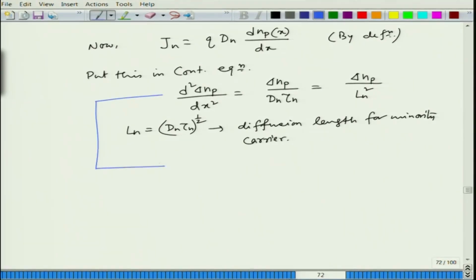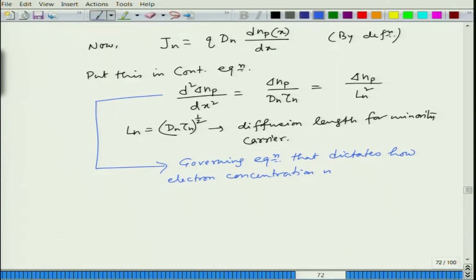So, what we obtained here is the governing equation. This equation is the governing equation that dictates how electron concentration in the p side of the diode will vary with the length from the edge of the space charge region, right.